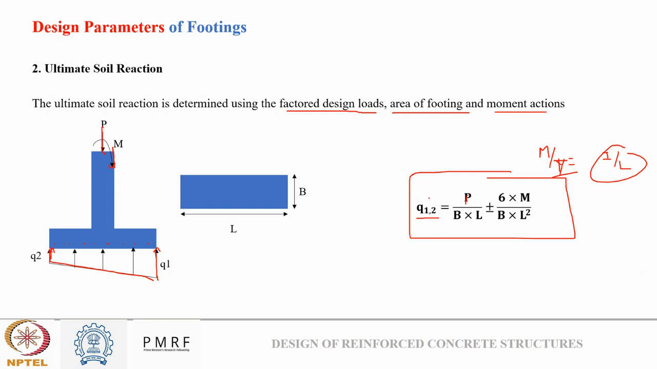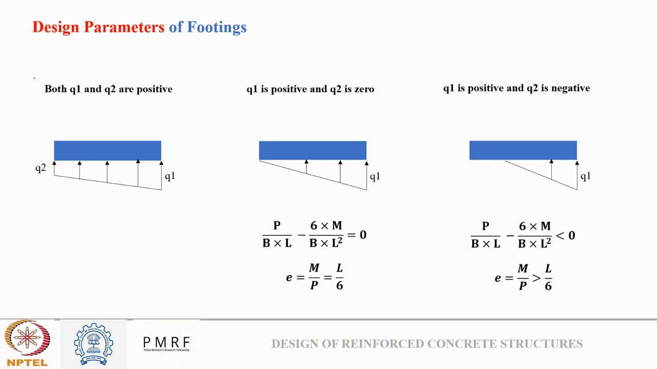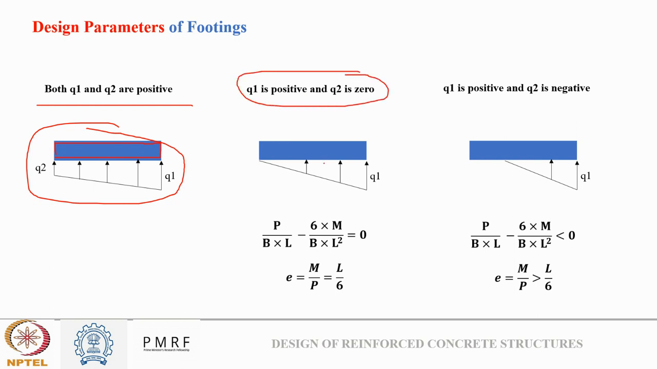Okay, based on the values Q1 and Q2, plus minus, there can be three cases. In the first case, both Q1 and Q2 are positive, so my reaction will look like this beneath my footing. This is my side view of the footing, so just don't get confused. The second case is when Q1 is positive and Q2 is 0. When can this happen? When the smaller part becomes 0. This will happen when my eccentricity, which is acting at the top, is L by 6. In this case, one part will be 0 and one part will be maximum. This case is when uplifting is at its critical position.